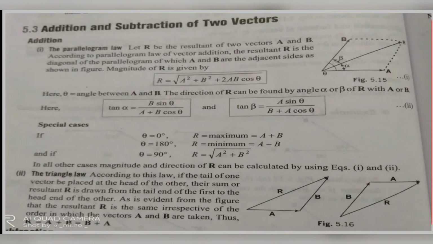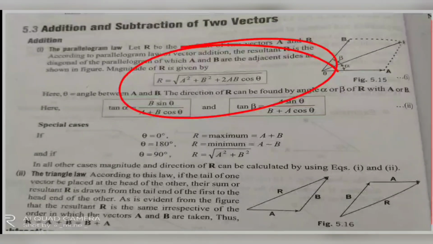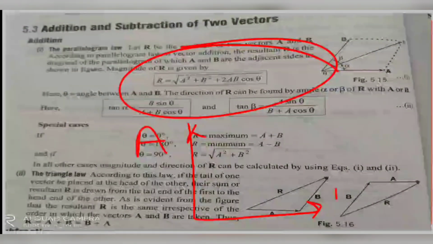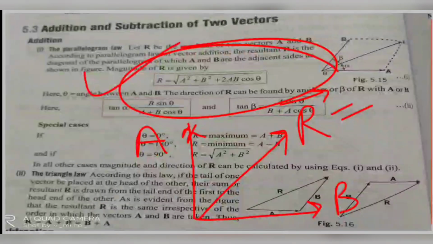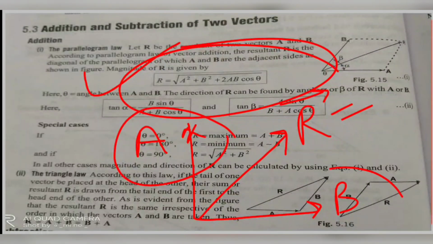Now we come to the addition and subtraction of two vectors. We have a formula here for it: R equal to the resultant vector. We take two vectors, vector A and vector B, which we join by joining the head and the tail. So we will have a resultant vector. Now how will we find this resultant vector? We have a nice formula for it: the root over A square plus B square plus 2AB cos theta, theta being the angle formed here.